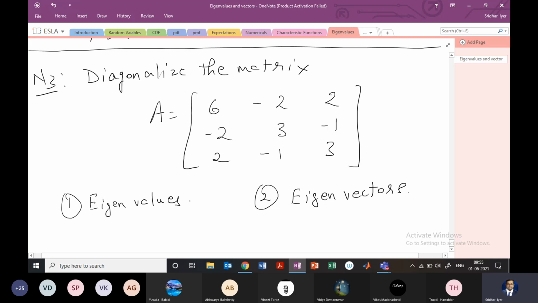It is a 3 cross 3 matrix, so you'll get 3 lambdas, and you will get 3 vectors, that is x1, x2 and x3. Be ready with that, so that once we understand diagonalization, we can use these eigenvalues and eigenvectors to directly see how we can diagonalize a matrix.